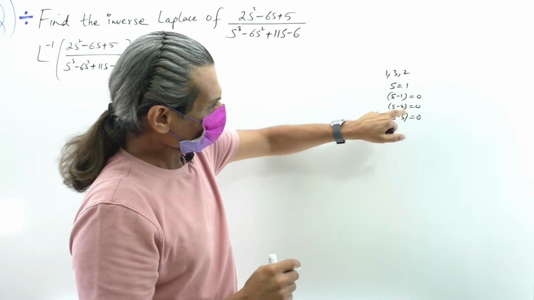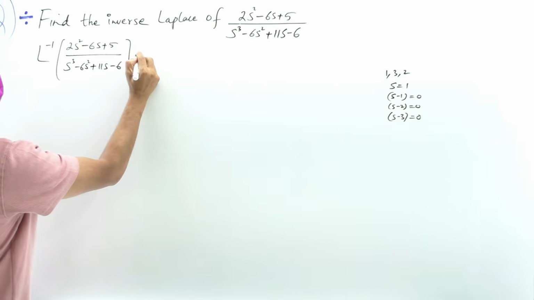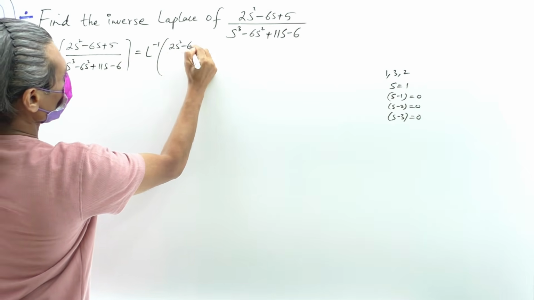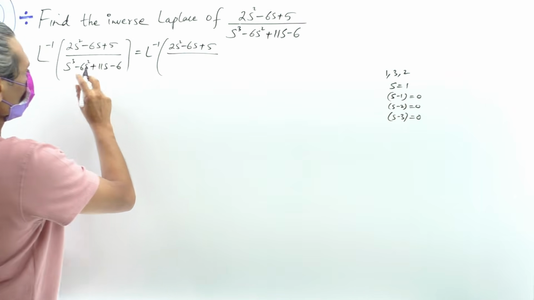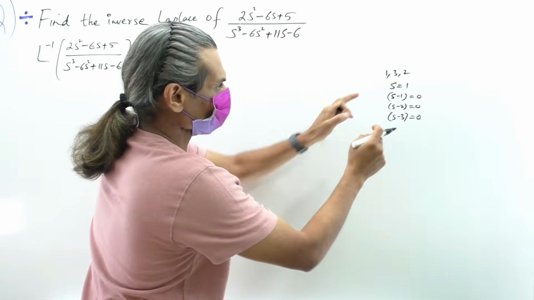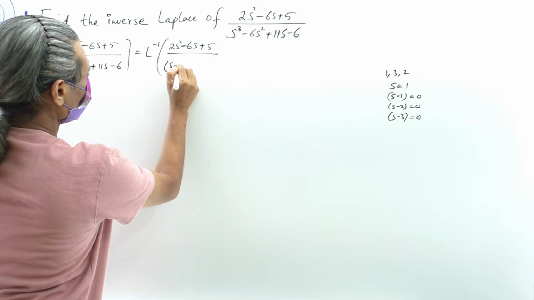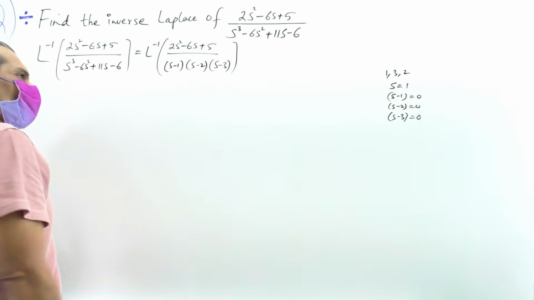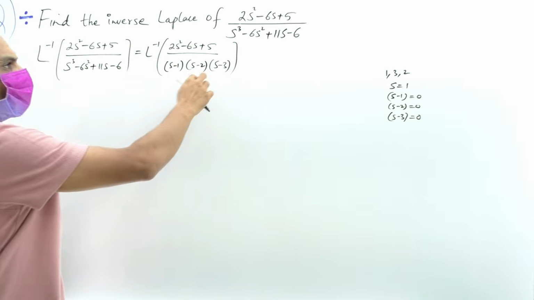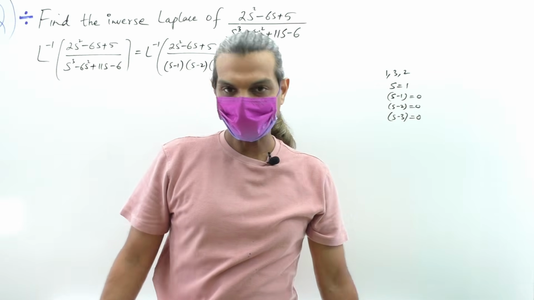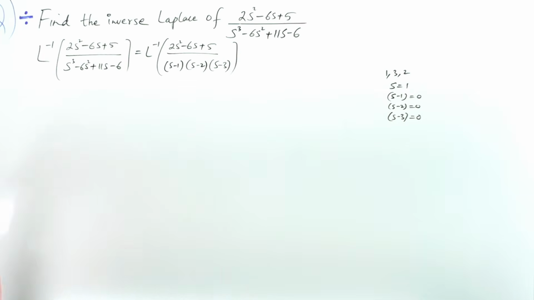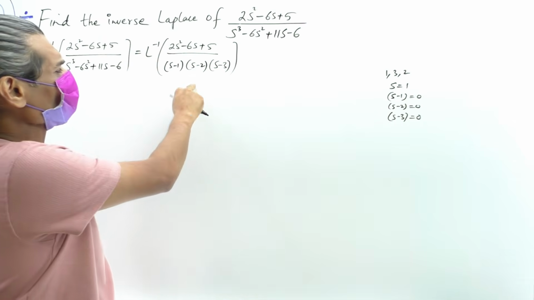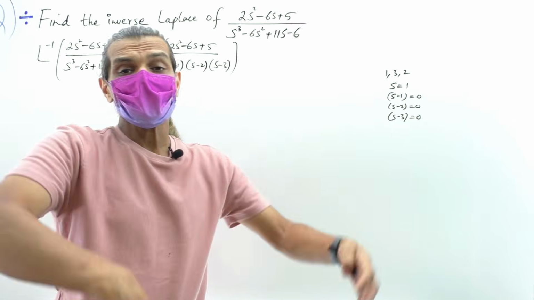Since I am getting s is equal to 1, 2, 3, this can be written as the Laplace inverse of (2s² − 6s + 5) over this. I can factorize this as s minus 1 into s minus 2 into s minus 3. That's it. When I multiply, I get this polynomial. Now, very easy. These are all linear, so I can easily apply the partial fraction method here. See, all are different: s minus 1 is different, s minus 2 is different, s minus 3 is different.